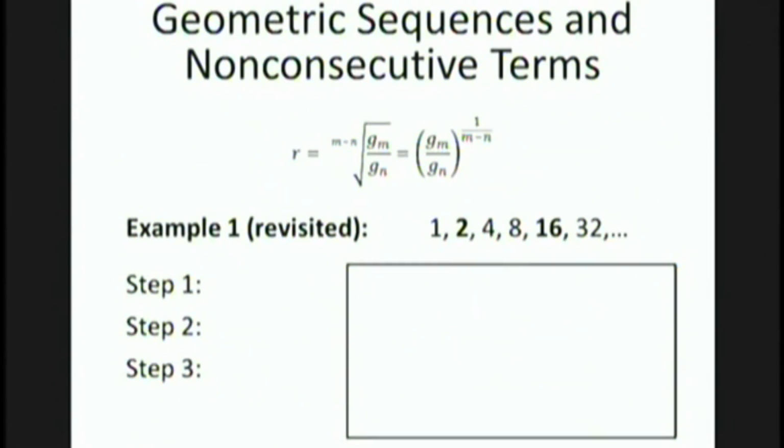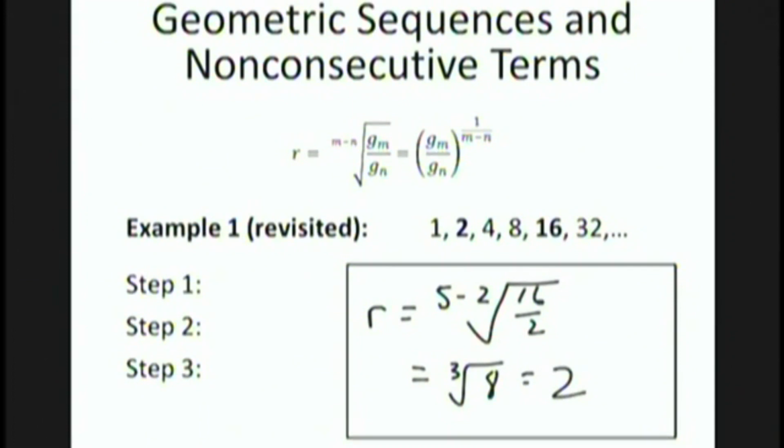Note that if we plug these numbers into the formula above directly, we get the following. R equals the 5 minus 2 root of 16 over 2, which is the cube root of 8, which is 2. But again, you don't actually have to memorize the formula. It's much easier just to learn the three-step procedure that I just went over.